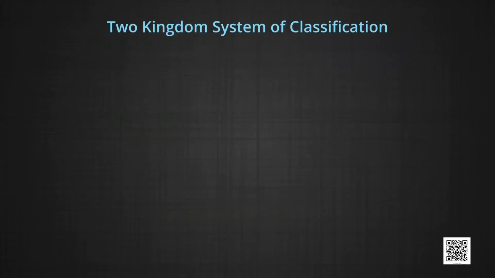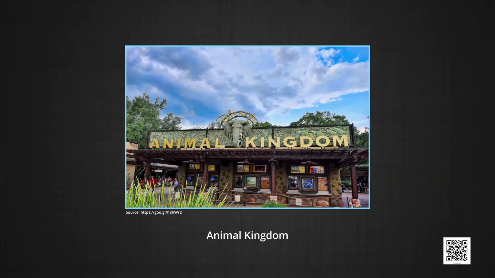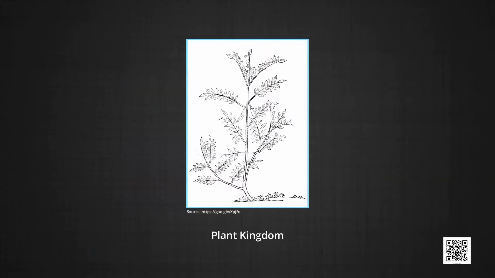The first system of classification was given by Aristotle, who divided the living world into plants and animals. Two kingdom system of classification. This is the oldest system of classification, which was given by Carolus Linnaeus in 1758. According to him, the living world was divided into two major categories of kingdoms: animal kingdom, which includes all the animals; plant kingdom, which includes all the plants.